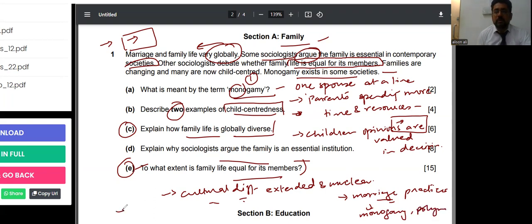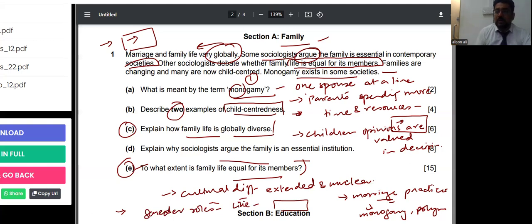and third could be why it is diverse. So globally diverse, we have talked about one thing, that is marriage practices. We have talked about cultural difference, and the third could be gender roles. Like many of the societies have traditional roles. Now the traditional roles have shifted towards democratic roles.